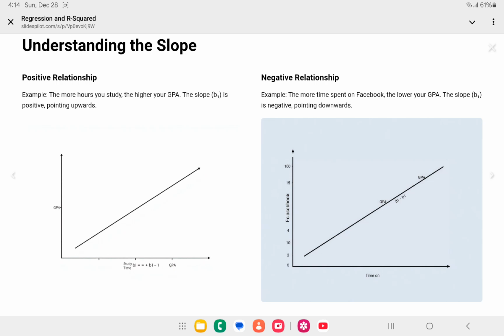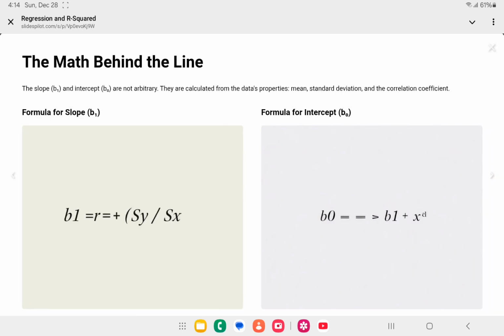In contrast, in this example, notice how x is now equal to the time on Facebook. And like before, b naught is always equal to the y-intercept, and b1 is always equal to the slope of the line. This time, the slope is pointing downwards, which is why we have a minus sign written in the formula. When we mathematically examine this formula, we see that b naught is equal to y bar minus b1 times x bar, and b1 is equal to r times the standard deviation of y divided by the standard deviation of x. So let's see how we can use these formulas in practice.